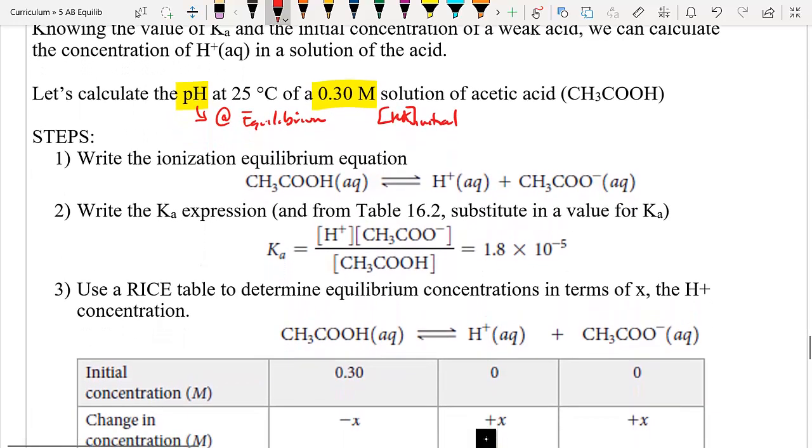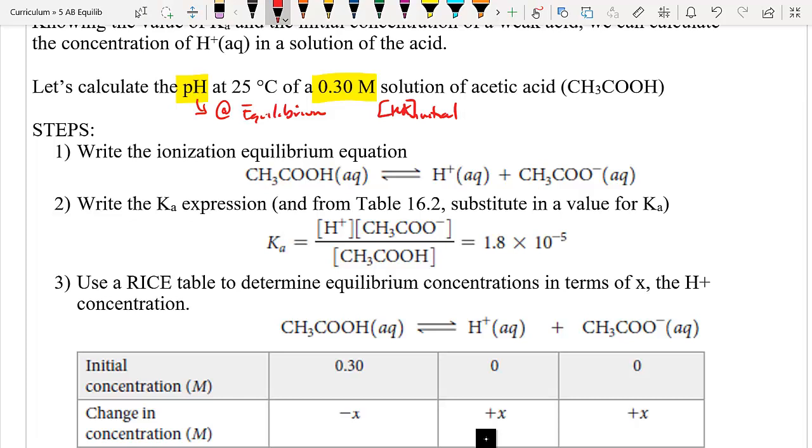We're going to write in the Ka expression and plug in the known Ka value. So for AP chemistry, we will typically give you the Ka value in the problem. Here we're taking the number from table 16.2 above. And we find that our Ka, 1.8 times 10 to the negative 5, is a given, and that would have to be set equal to the Ka expression shown here.